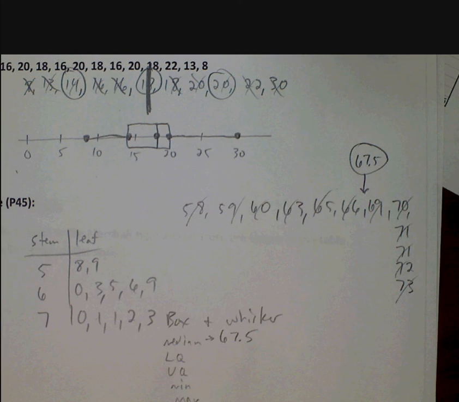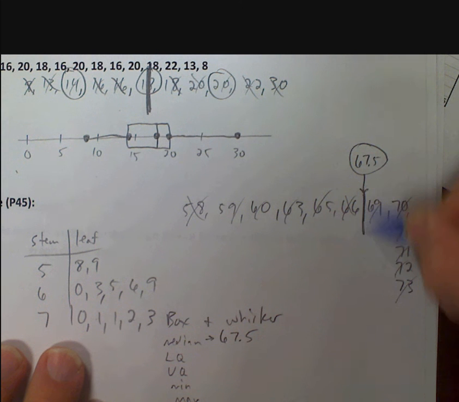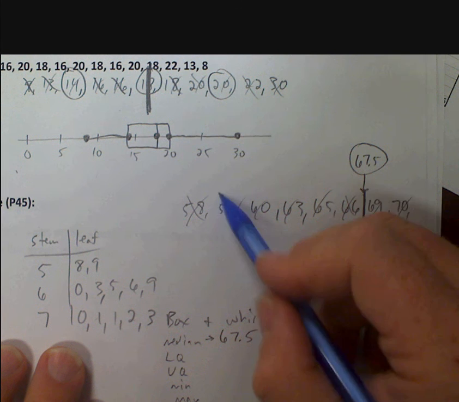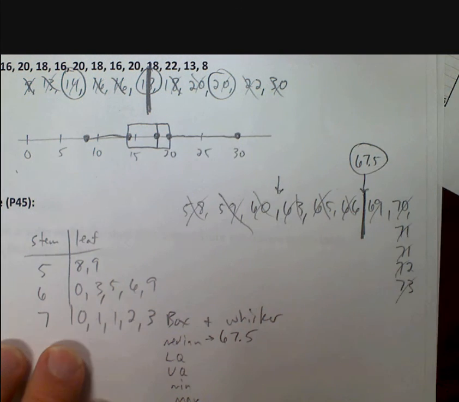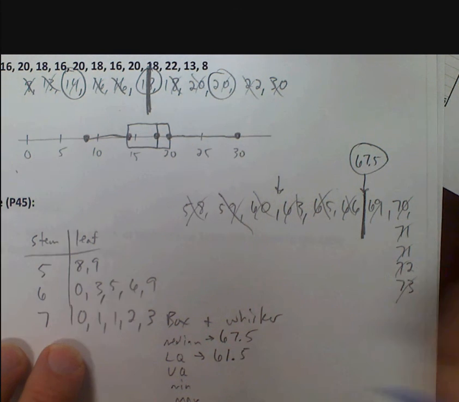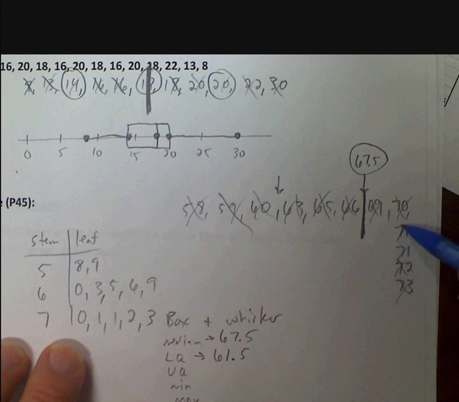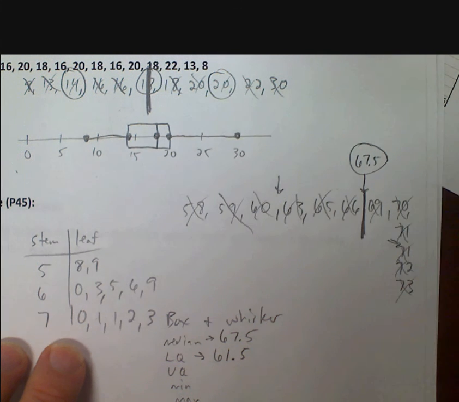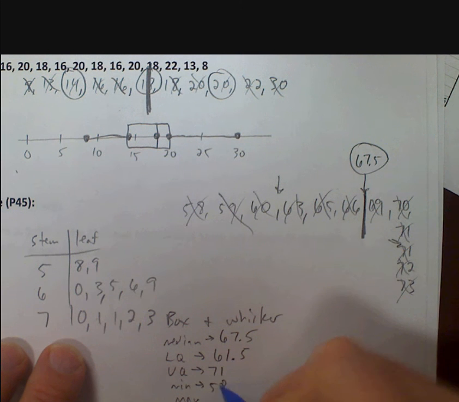My lower quartile, small, big, so that splits it in the middle, small, big, small, big, small, big. So it's in the middle. Then add those two, divide by 2, we would get 61.5. My upper quartile, small, big, small, big, small, big. In between 71 and 71 is 71. My smallest number is 58. My largest number is 73.